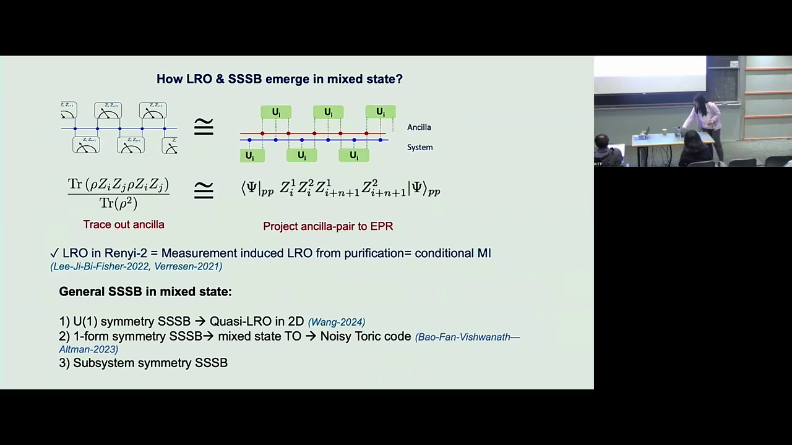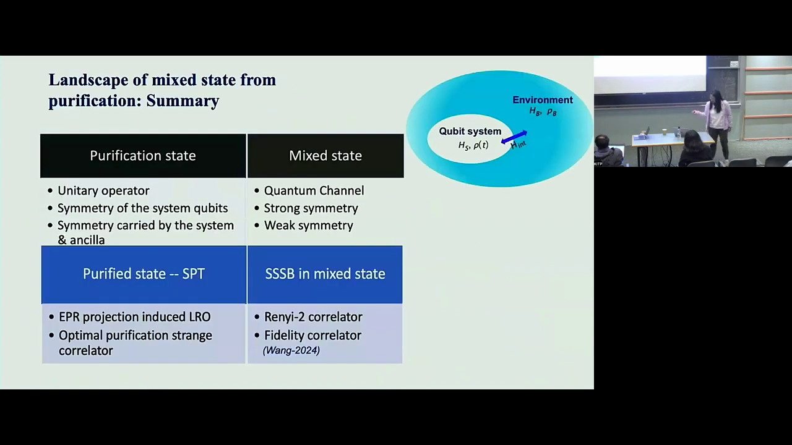Okay, so let me summarize. Today, what I show is that we can always understand the phase transition or spontaneous symmetry breaking in a mixed state in terms of the purification language. In the mixed state, we are applying a quantum channel, and in the purification picture, we are applying a unitary operator to entangle the system and the environment. And if the mixed state has a strong symmetry, that means the purified state has a symmetry that is only carried by the system alone. If the mixed state has a weak symmetry, that means your purified state has a symmetry that is carried by the system and the ancilla together.